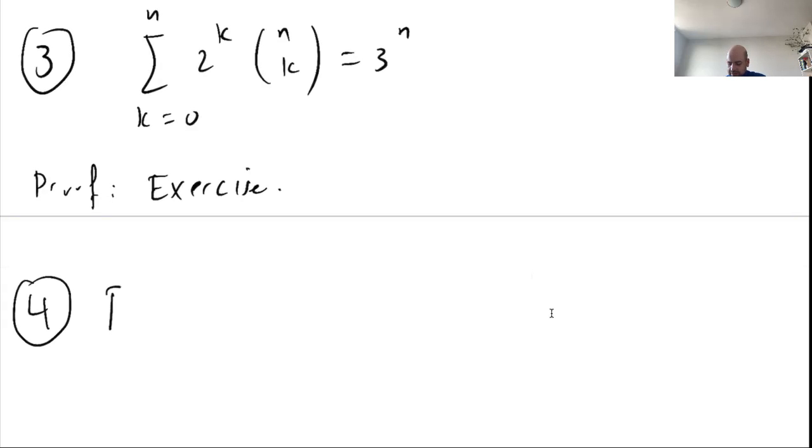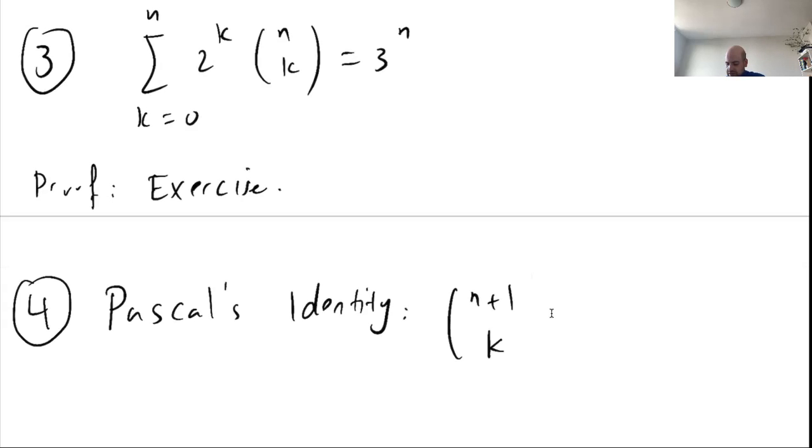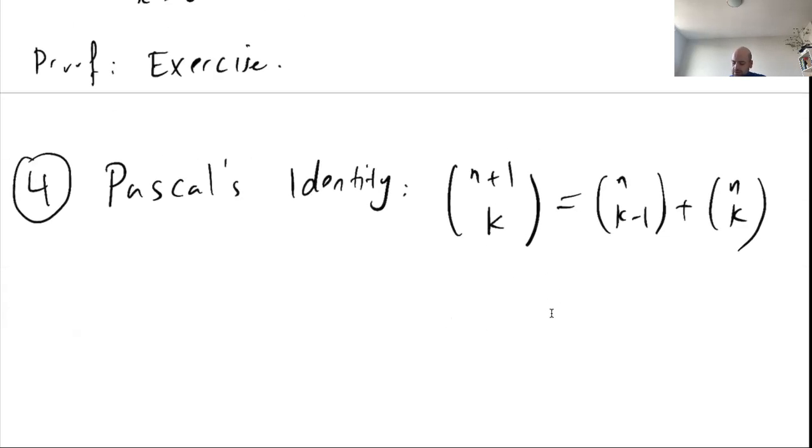Next property, it's a very important one. It's called Pascal's identity. So this says n plus 1 choose k is equal to n choose k minus 1 plus n choose k. So let me prove this property now.